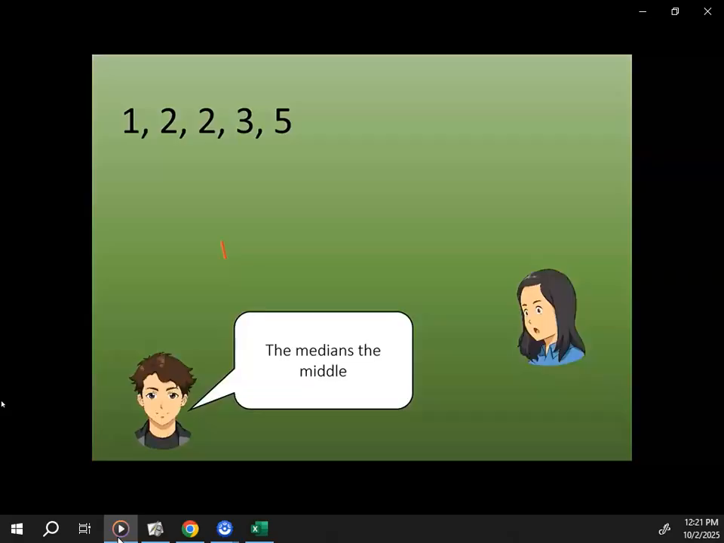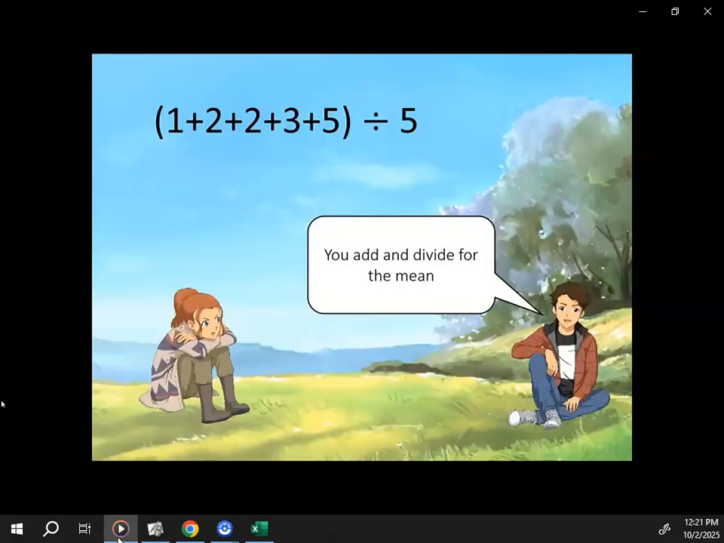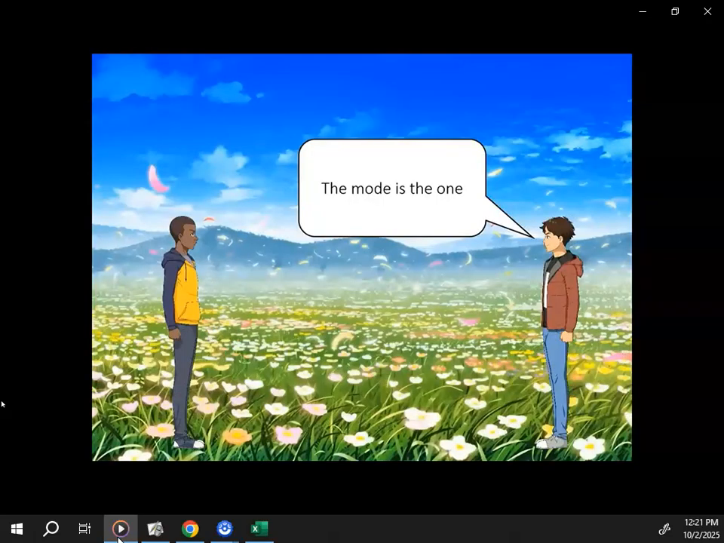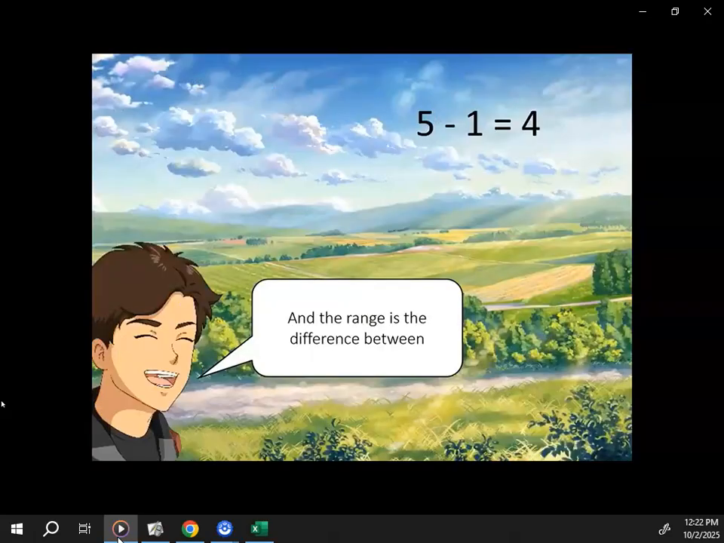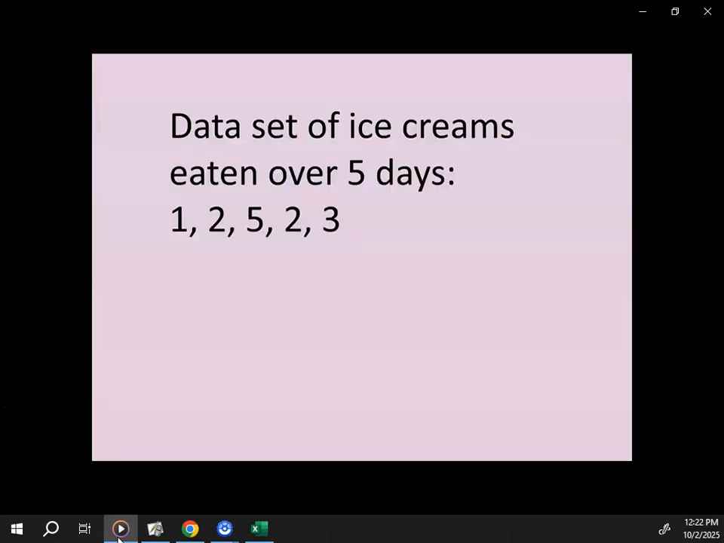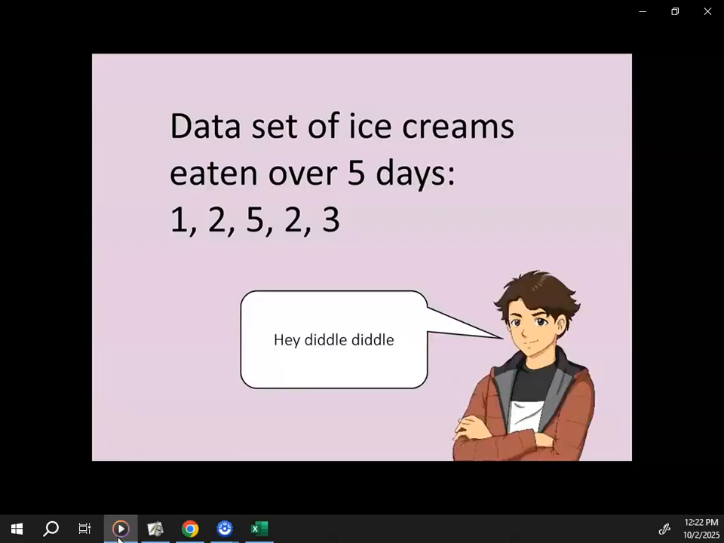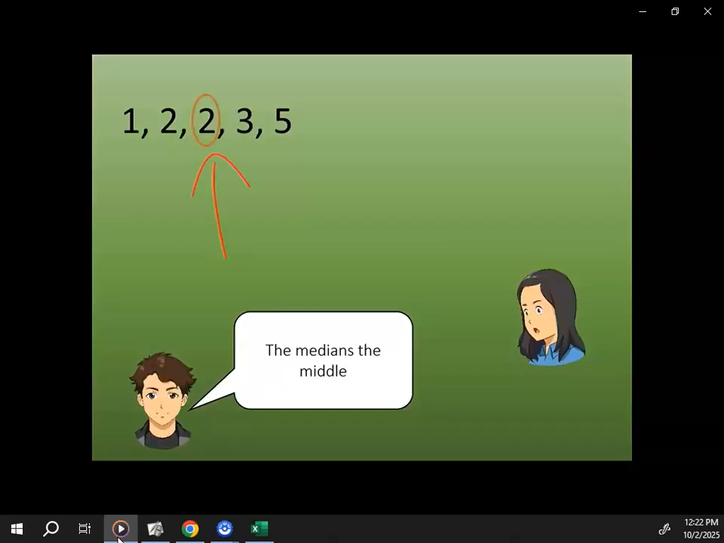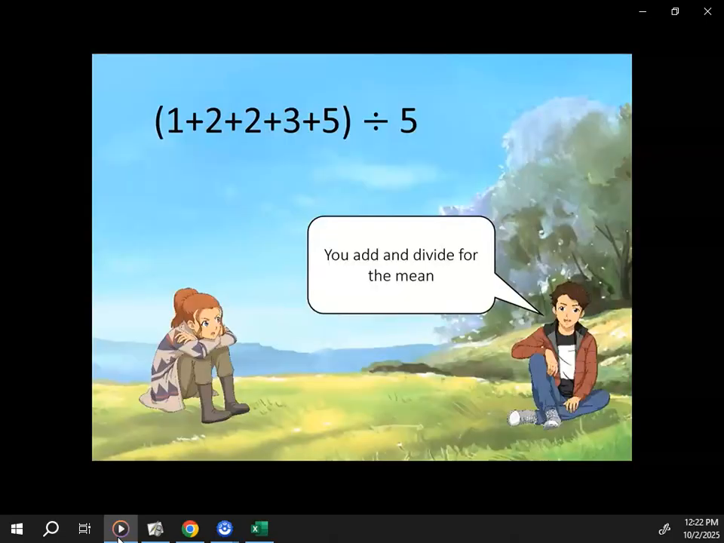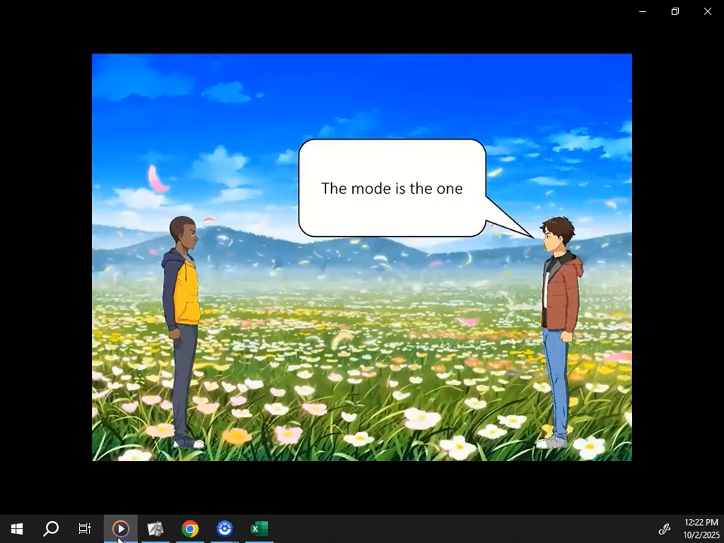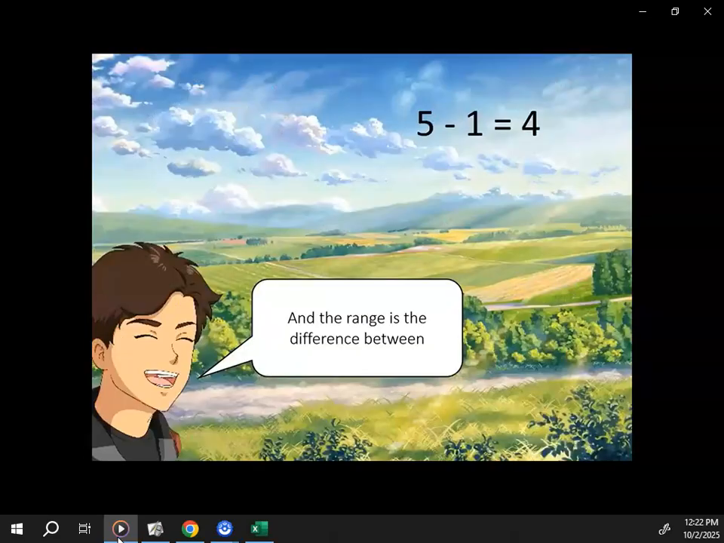Hey, diddle, diddle. The median's the middle. You add and divide for the mean. The mode is the one that you see the most, and the range is the difference between.